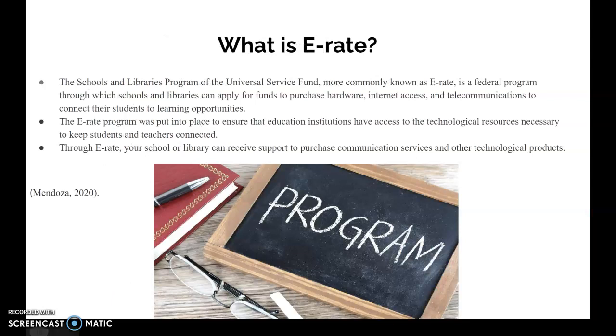What is E-Rate? The Schools and Libraries Program of the Universal Service Fund, which is called E-Rate, is a federal program through which schools and libraries can apply for funds to purchase hardware, internet access, and telecommunications to connect students to learning opportunities. It was put in place to ensure that educational institutions have access to technology resources necessary to keep students and teachers connected. And through E-Rate, the school or library can receive support to purchase communication services and other technology products.